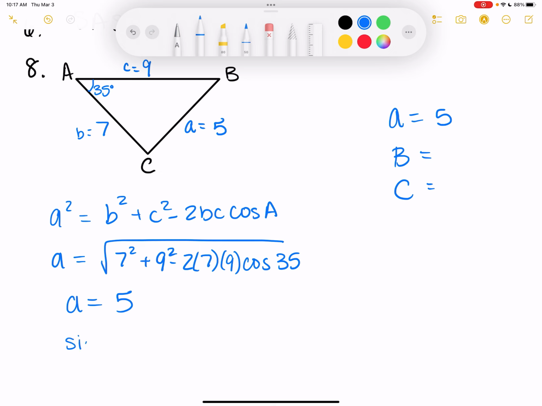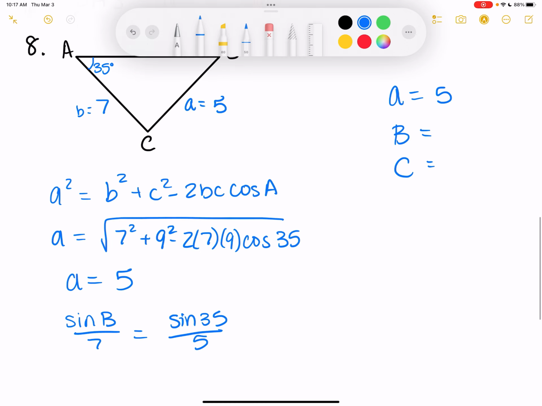All right, so sine of B over 7 equals sine of 35 over 5. Would you like to write it all out, or can we go straight to the sine? That's fine. I don't care. So B is equal to inverse sine of 7 sine 35 over 5.